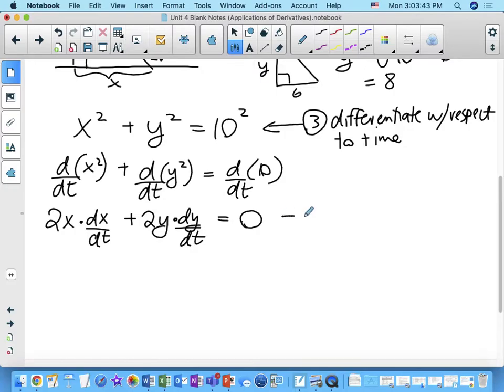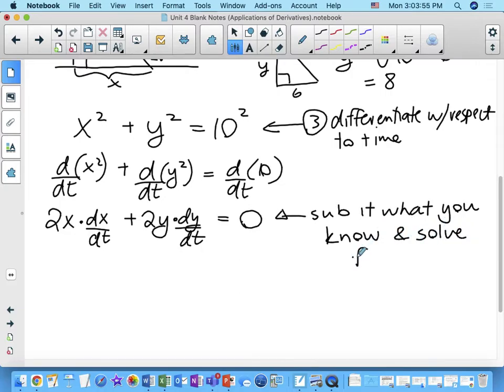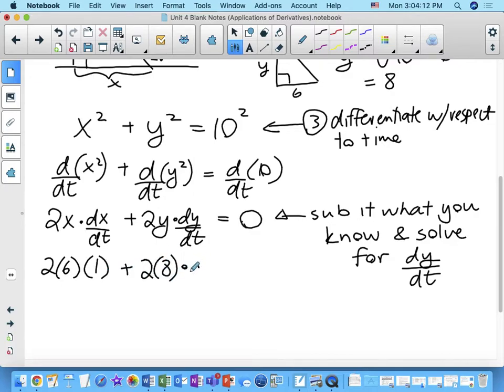Okay, so we know that x is 6, so we're going to go 2 times 6, times dx by dt, which is 1, times 1, plus 2 times y, which is 8, times dy by dt, which we don't know, equals 0.